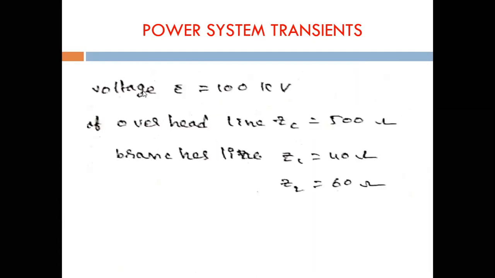Therefore voltage E is equal to 100 kilovolts. The overhead line ZC, that means the surge impedance. This is the surge impedance of the overhead line, that is ZC. Therefore ZC is equal to 500 ohms. Branch impedances Z1 and Z2 are equal to 40 and 60 ohms.